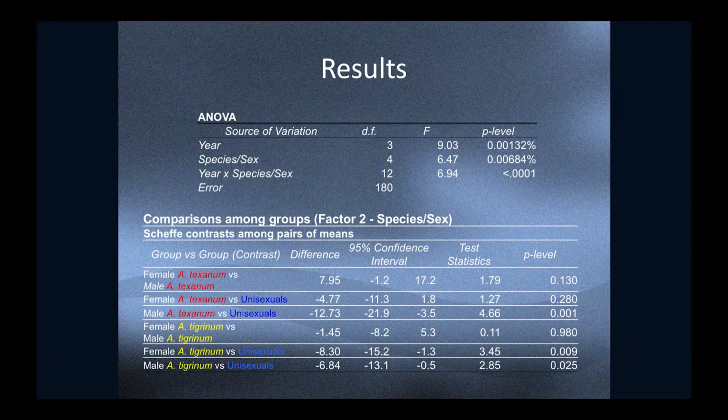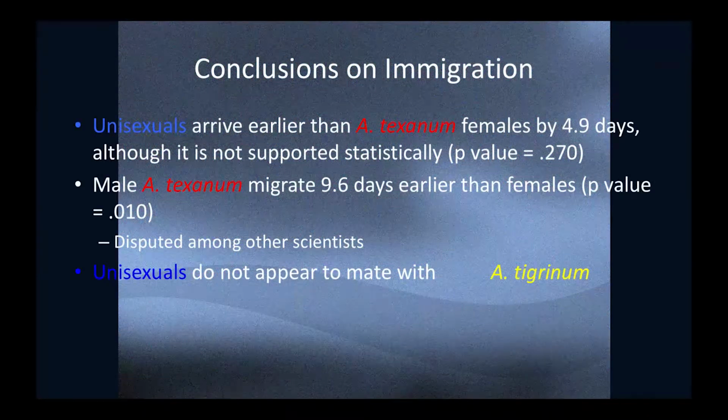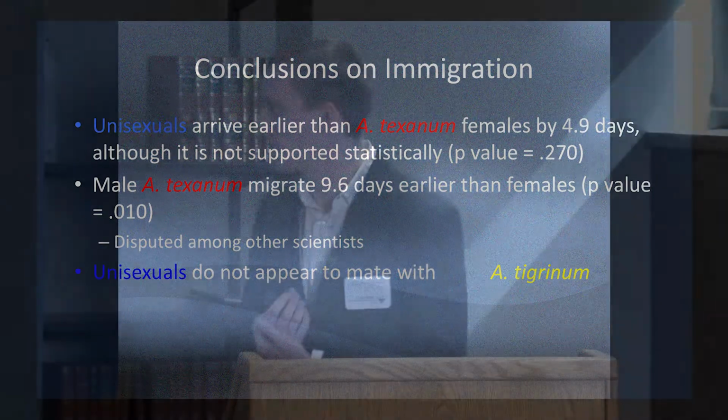So we found that there was not much of a difference between years overall by controlling for the year. So the pattern is somewhat consistent. But our only statistically significant result suggests that the female Texanum arrived to the wetland later than the male Texanum by 9.6 days. So that p-level is 0.01. So that suggests that trend is occurring.